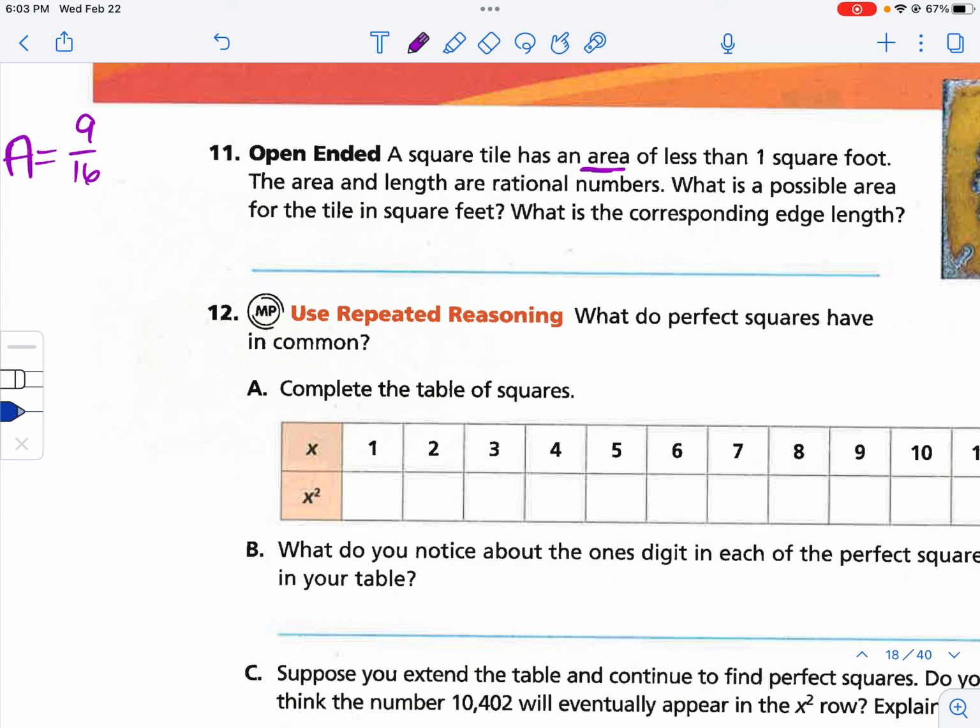The area and the length are rational numbers. So I square root that, I get 3 over 4. What is a possible area for the tile length? Okay, 9/16 feet squared, and corresponding side, 3/4 feet.